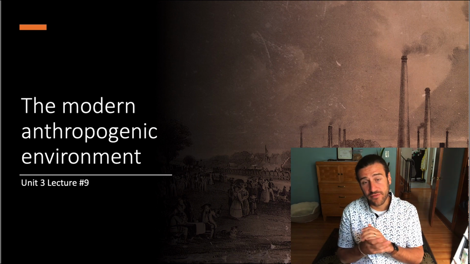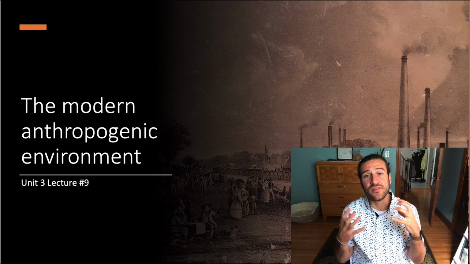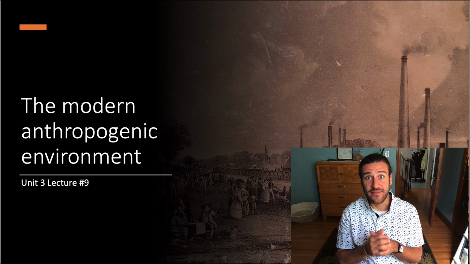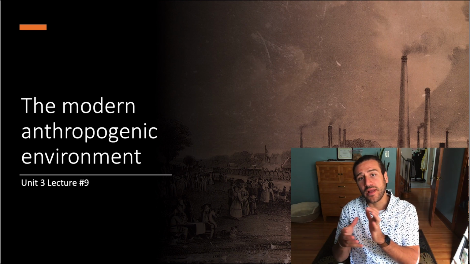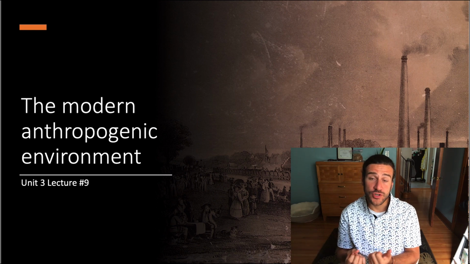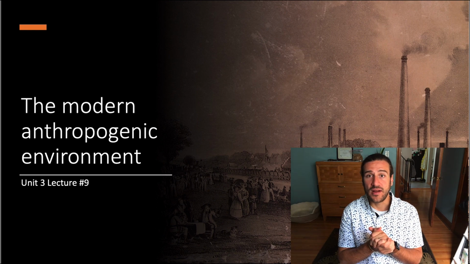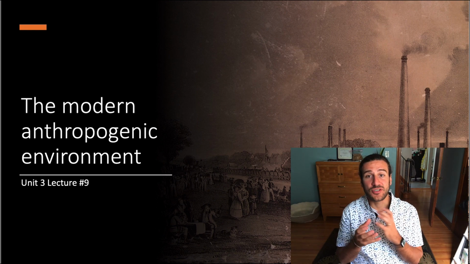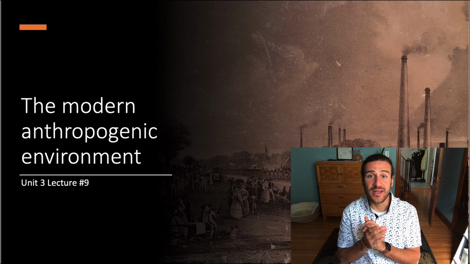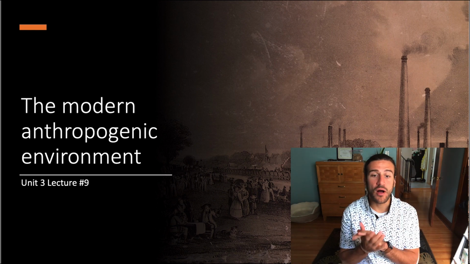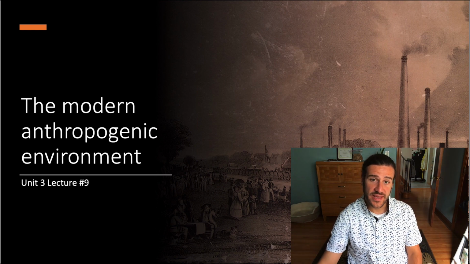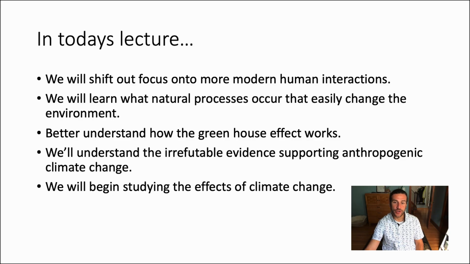So we're going to start off with these civilizations from like 5,000 years ago and move more into the last few hundred years with European settlers coming to North America, and then finally getting into the Industrial Revolution, which was set into motion by the agricultural revolution of the time. So we will talk about all of this in today's lecture. So, like I just mentioned, we're going to focus on more modern human interactions.